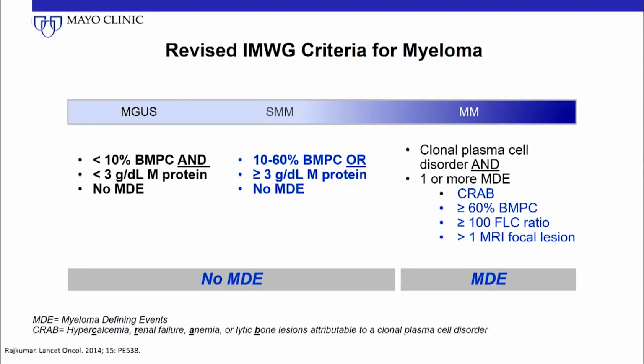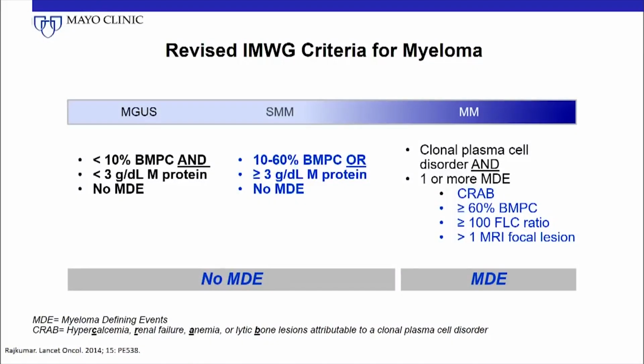Myeloma itself is defined as the presence of myeloma-defining events in a patient who has a known clonal plasma cell disorder. Now, the clonal plasma cell disorder may be more than 10% bone marrow plasma cells or a biopsy-proven plasmacytoma, and then you have one or more myeloma-defining events, which includes your traditional CRAB features: hypercalcemia, renal failure, anemia, bone lesions, as well as 3 biomarkers that we added. If the bone marrow plasma cell percentage is 60 or more, that's automatically myeloma with or without CRAB, a free light chain ratio more than 100, or more than 1 focal lesion on MRI.